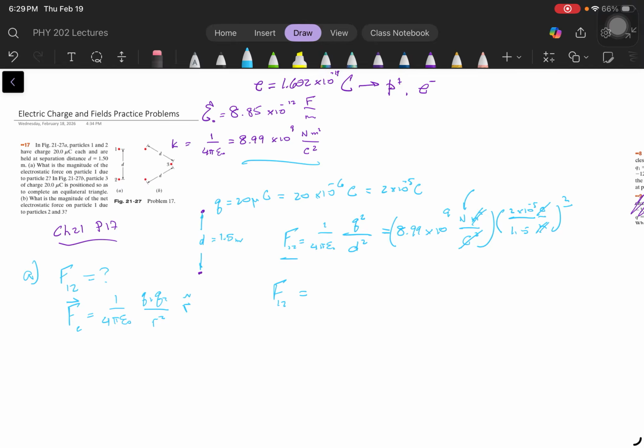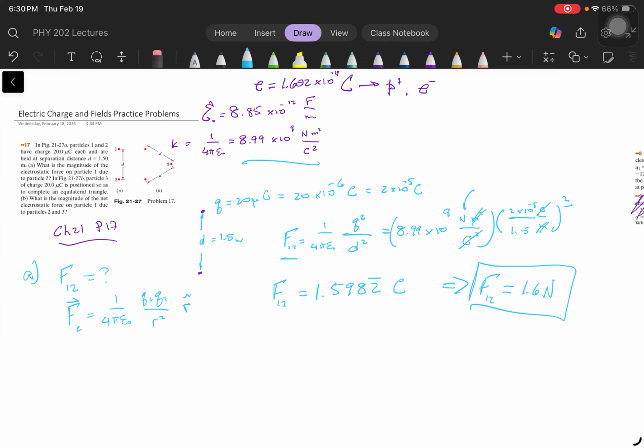And so let's go ahead and pop this in the calculator. 8.99 times 10 to the 9 times 2 times 10 to the negative 5, all squared, divided by 1.5 squared. And we get 1.598 two repeating coulombs, or we can say, oh, that's not coulombs, that's newtons. All right, and there we go for part A.